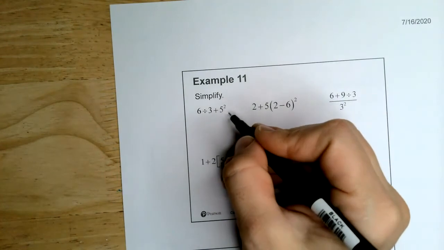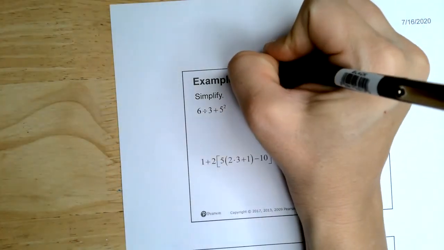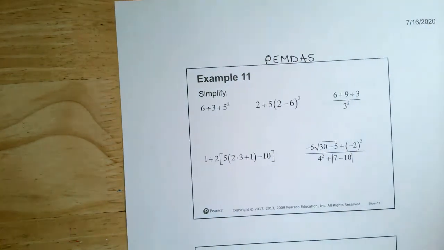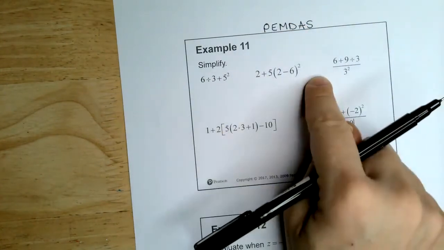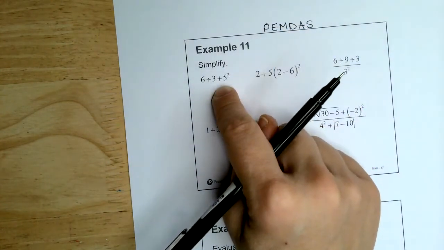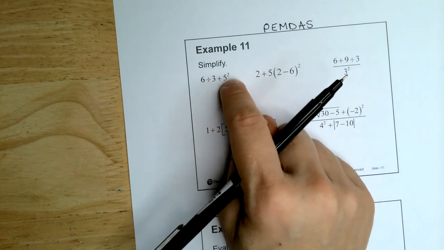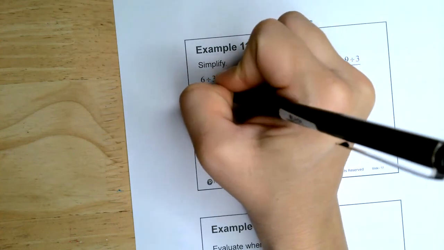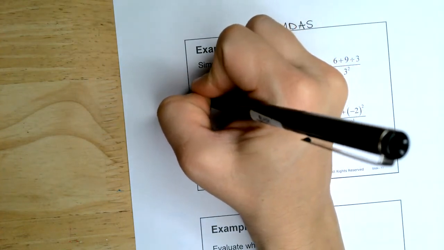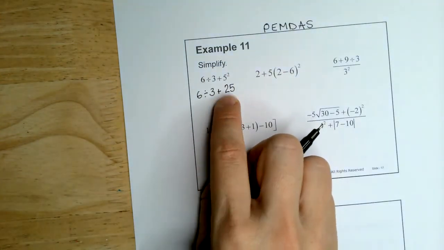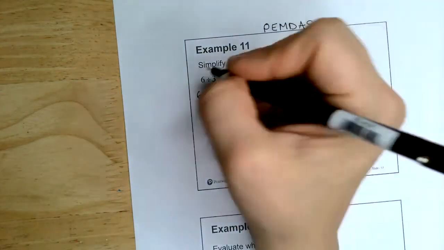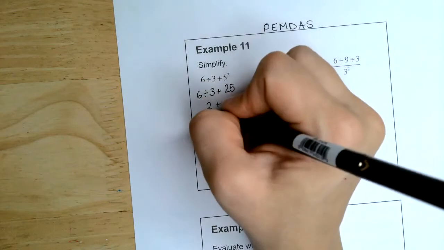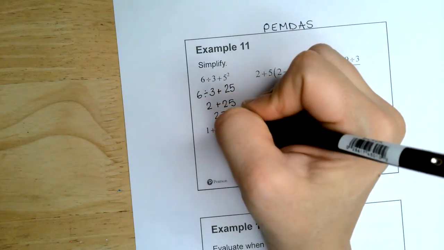All right, so let's simplify. We need to remember PEMDAS, so we're not just going from left to right now. We're going to do exponents first because we have division, addition, and exponent. So 5 squared is 25, right? Everything else stays the same. Now I have 6 divided by 3 plus 25. I'm going to do the division before the addition. 6 divided by 3 is 2 plus 25. So I'm going to get 27.